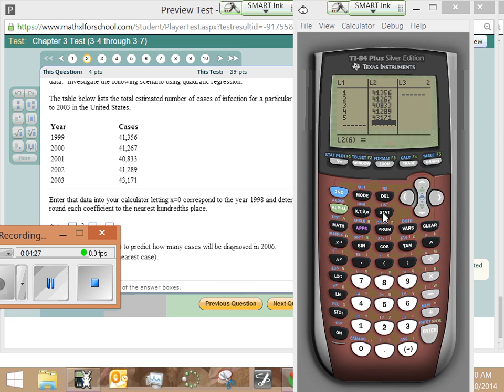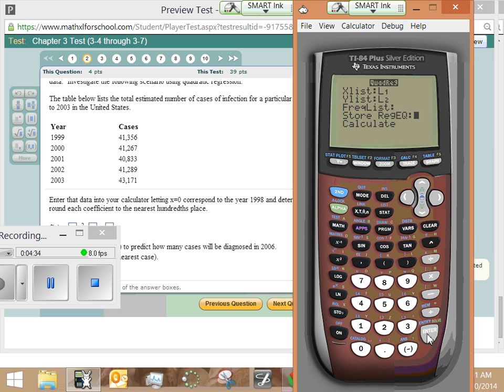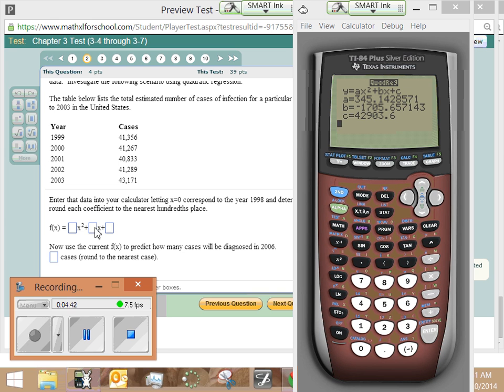Now you're going to go to Stat, go over to Calc, go down to Quadratic Regression, which is number 5. Go all the way down to Calculate. And there's my A value, my B value, and my C value. Notice that B is negative, so you have to put a negative in here. So my quadratic function is going to be 345.14 x squared minus 1705.66 x plus 42,903.6.